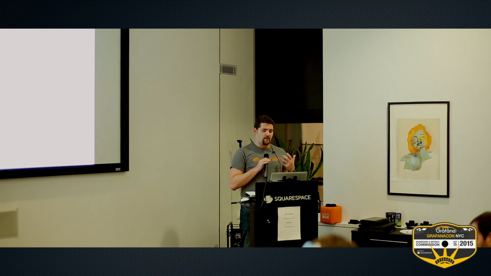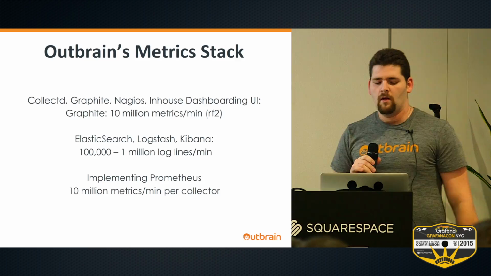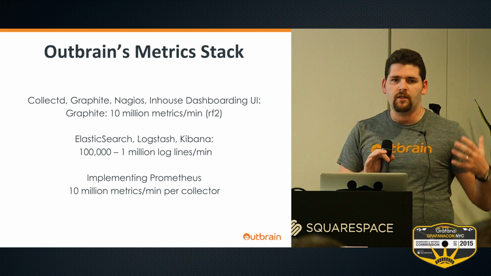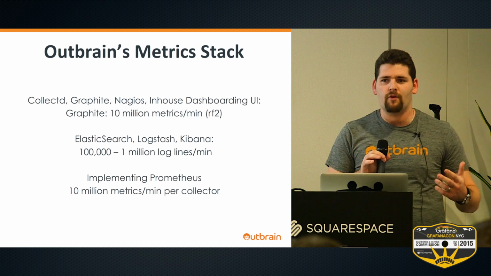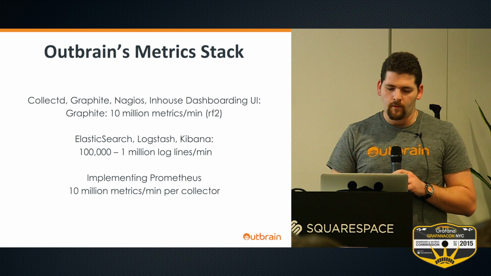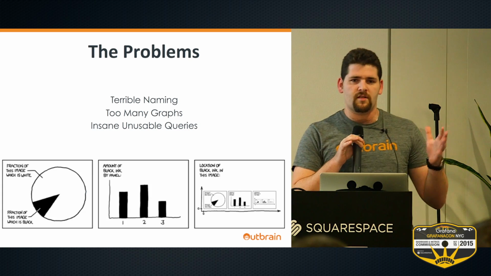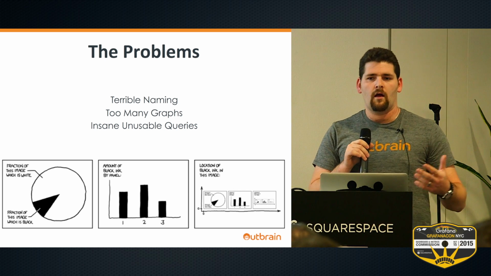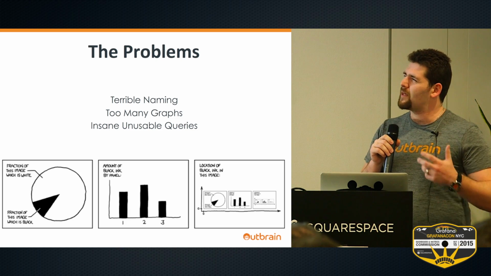Our metric stack is very complicated, and scale is one of the big things that we really talk about. The reason we do that is because we're kind of in the middle between that really small startup that can run like a 2-machine Graphite cluster and like Uber or Netflix that need to write their own time series database. And just to give you guys some numbers, we have a standard Collectd Graphite Nagios stack. We have an in-house dashboarding engine as well as Grafana, but we're migrating everybody over to Grafana. We handle about 10 million metrics per minute from our Grafana stack. We also have an ELK stack that handles about 100,000 to 1 million log lines per minute. And we're in the process of implementing Prometheus, where we've seen upwards of 10 million metrics per minute per collector.